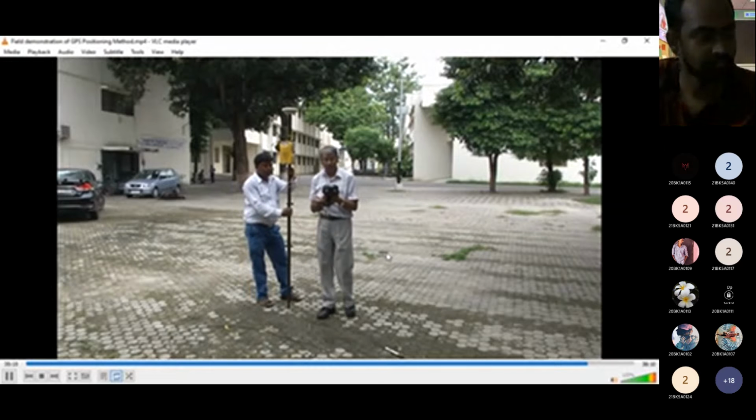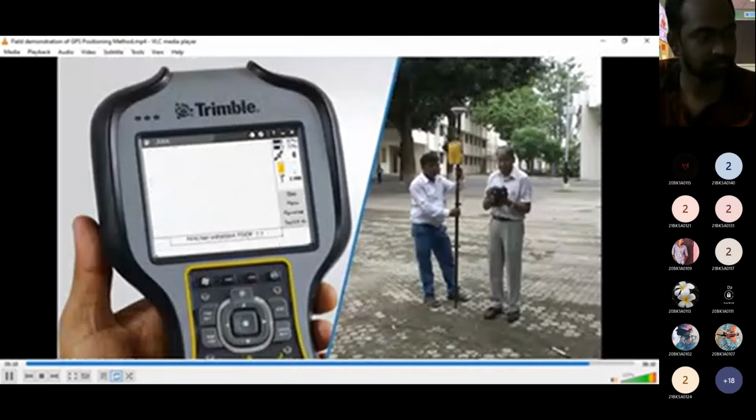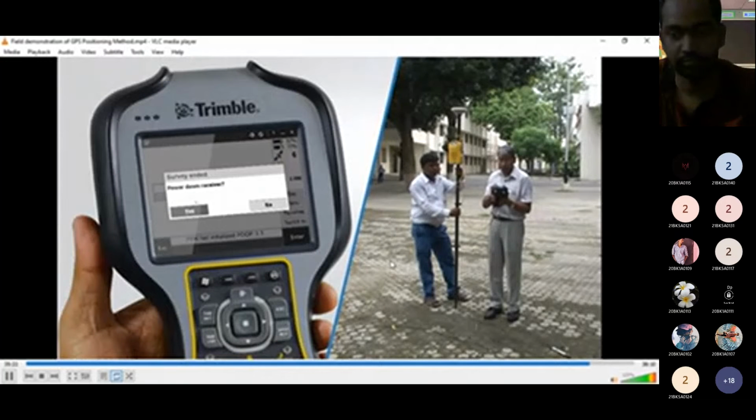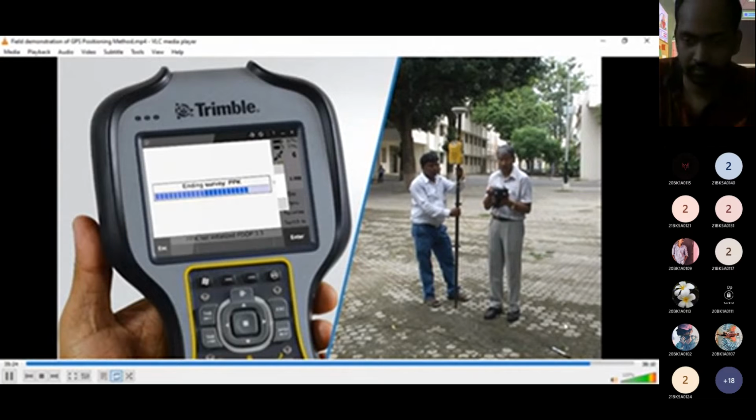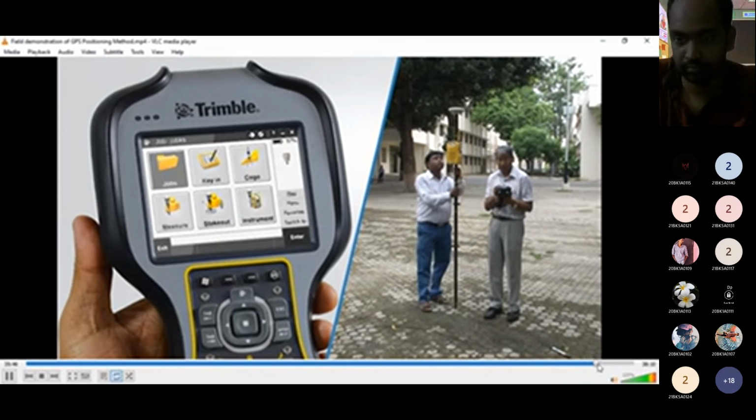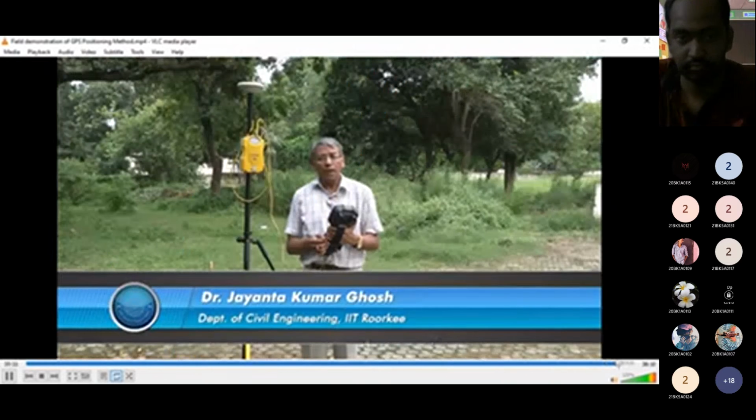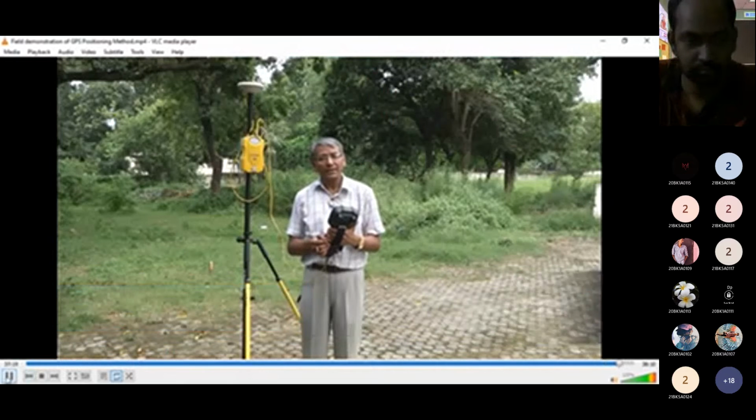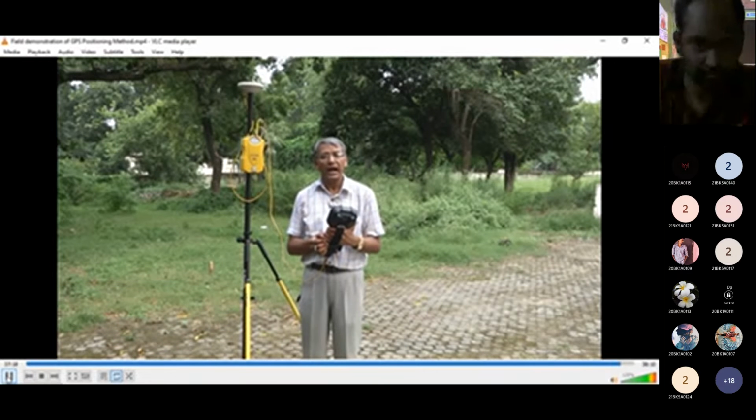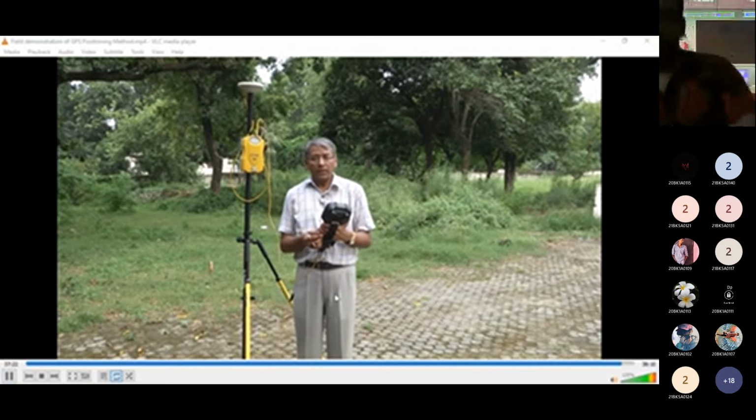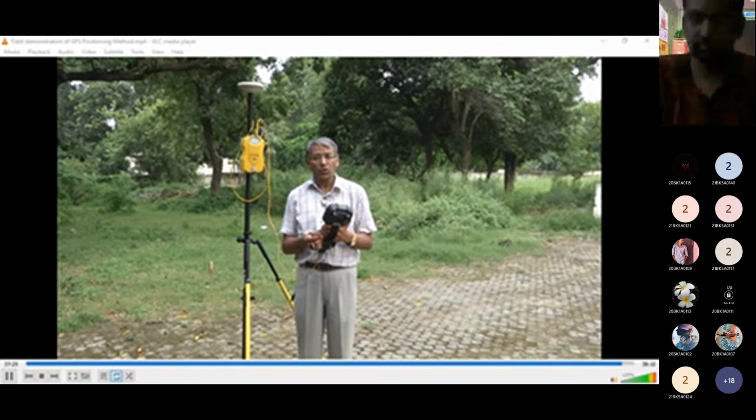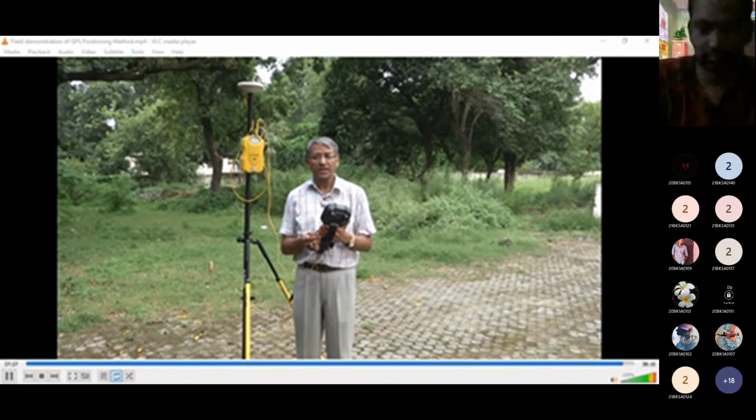To start kinematic surveying with the rover survey, first we have to create a new job. In the job, we have to do our initialization, which is being done. Stop and go method, kinematic method, and also finally I had shown you the real-time kinematic method. With this, I conclude today's class. See you in the next class. Thank you.